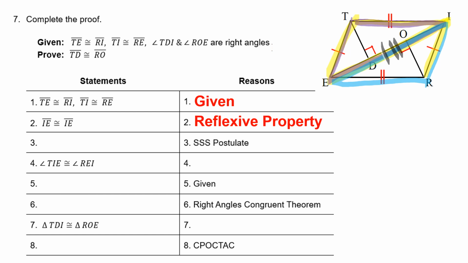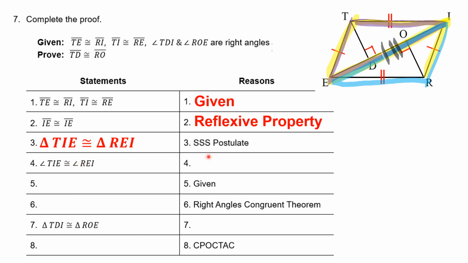All right, so notice that all three sides are filled in. Side, side, side. So all three sides have tick marks on them. So we're using the side-side-side postulate. And again, we were naming those TIE and REI. Now the next line says angle TIE is congruent to angle REI.